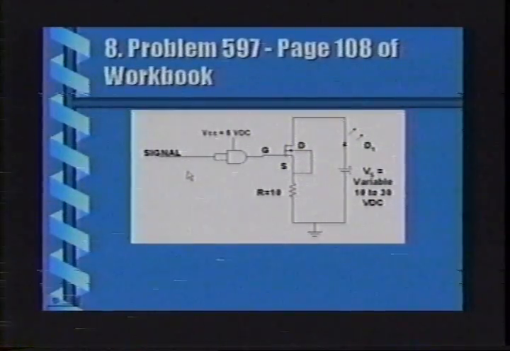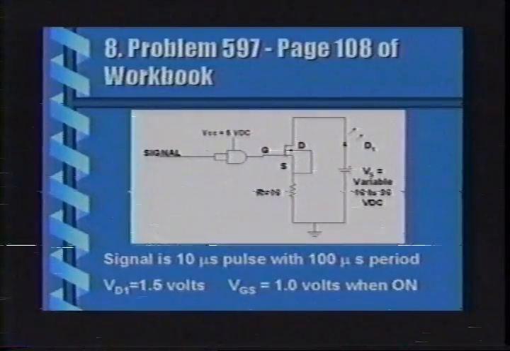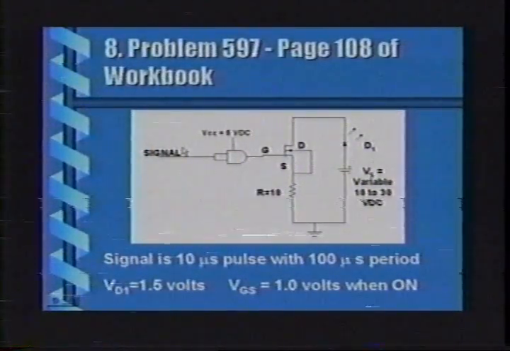The given circuit begins with a signal that's fed into an AND gate. Because the two inputs of the AND gate are tied together, the gate is being used to condition the signal. The signal coming into the gate is a 10 microsecond pulse with a 100 microsecond period. This means it's a pulse train with a 10% duty cycle. The output of the AND gate, this point G, is a pulse train of height 5 volts, pulse duration 10 microseconds, and pulse period 100 microseconds.